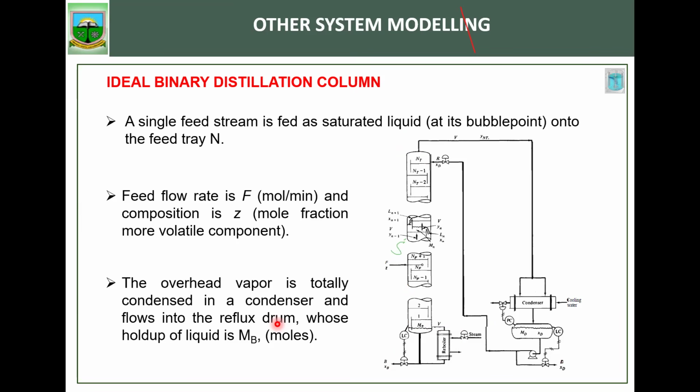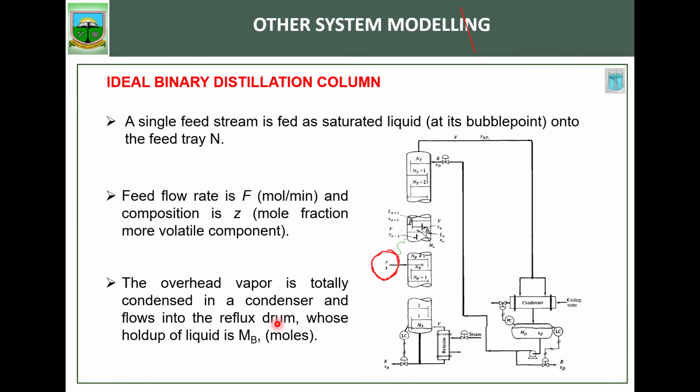So like the first one, we have our feed here. It is the feed. It comes at a certain composition of what? Z. Which is what? The mole fraction of the more volatile one, right? That's here.